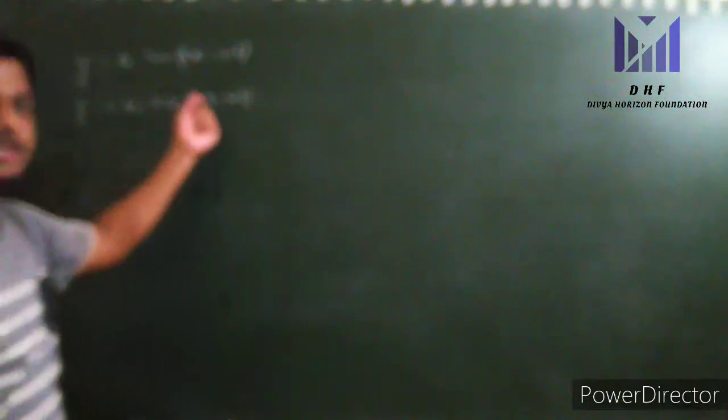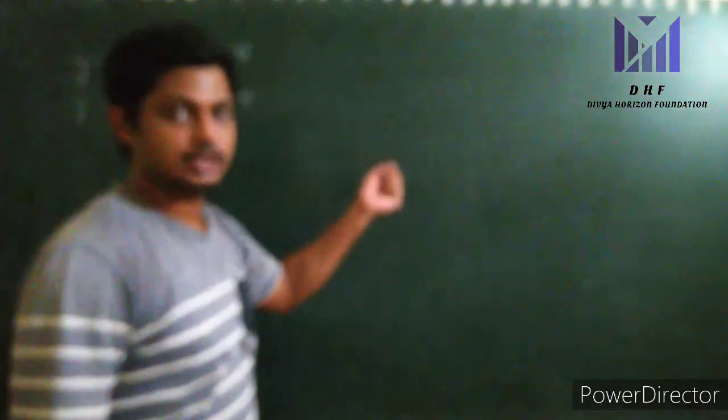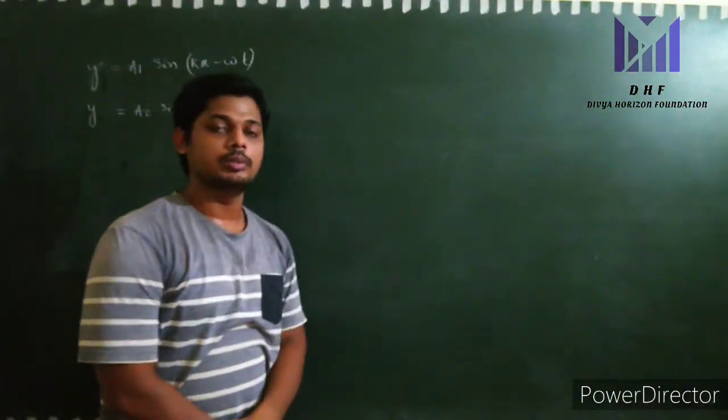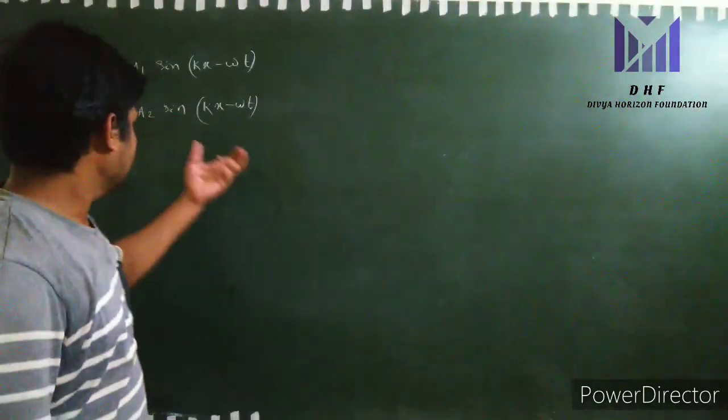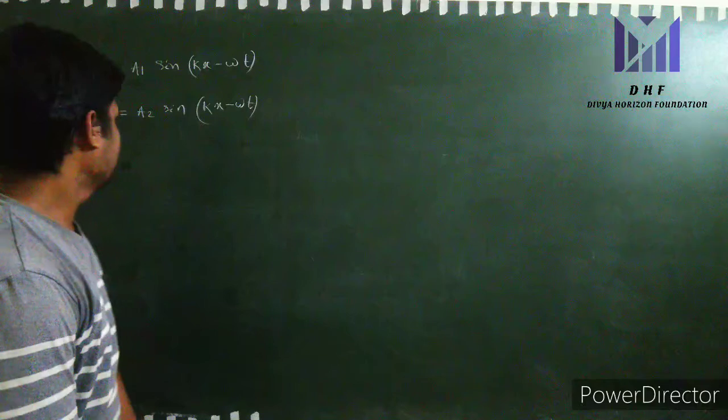These two equations are two independent equations. The first equation says that a particle situated at a distance x from the source will be displaced by this much distance from the mean position at time t. Similarly, this equation says that a particle present at a distance x from the second source will be displaced from the mean position by this much distance at time t.